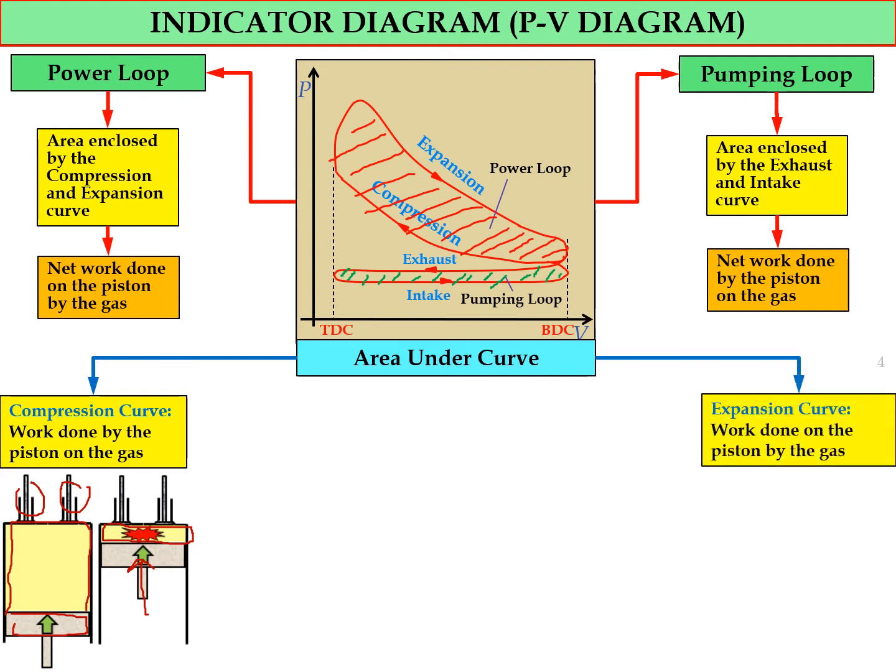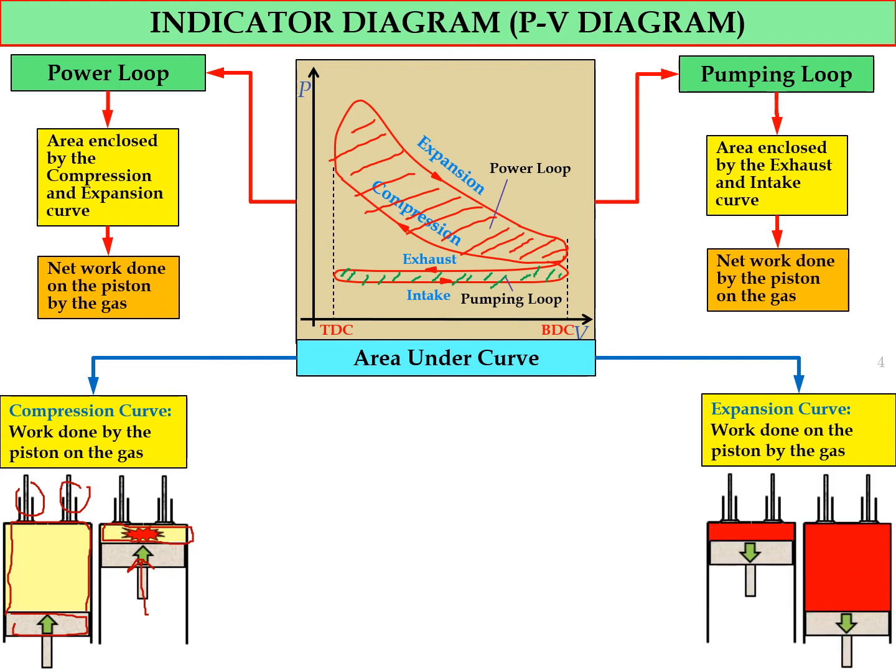Now we look into the expansion curve, the work done on the piston by the gas. As you can see here, after the combustion, the gas turns red in color. From the combustion process, the work is now done by the gas on the piston. So the piston moves downwards, forced by the gas due to the combustion process.